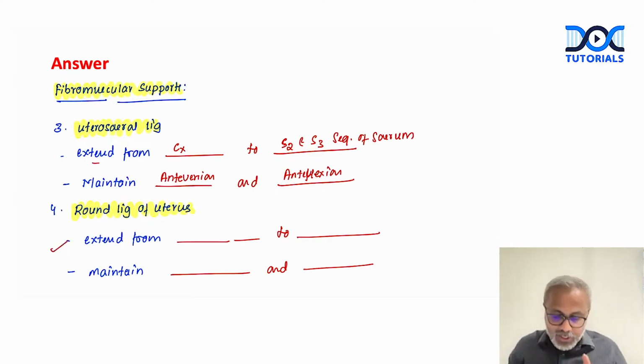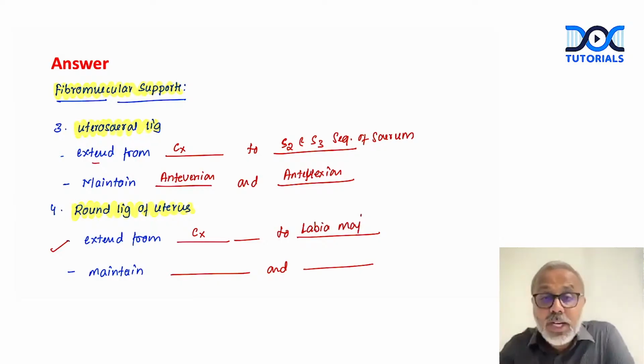Similar to that, the round ligament of the uterus extends from the cervix to the labia majora. The round ligament of the uterus actually traverses through the entire inguinal canal before it attaches to the labia majora.